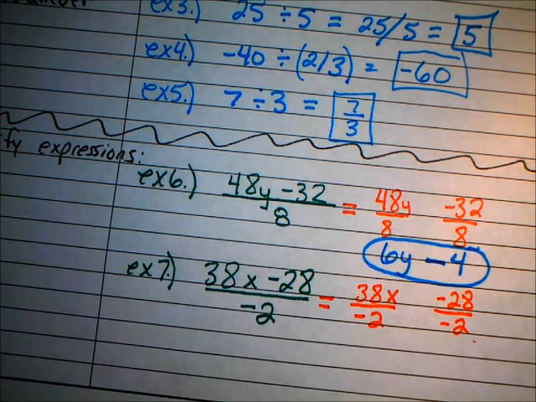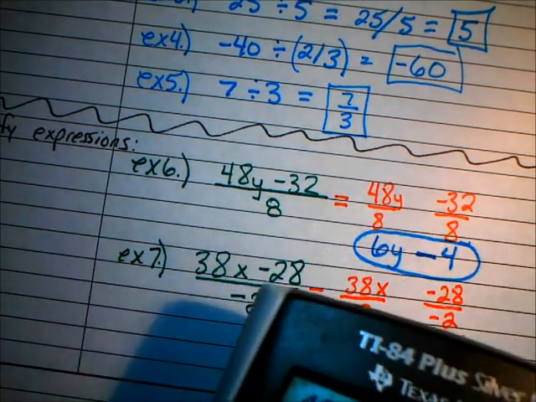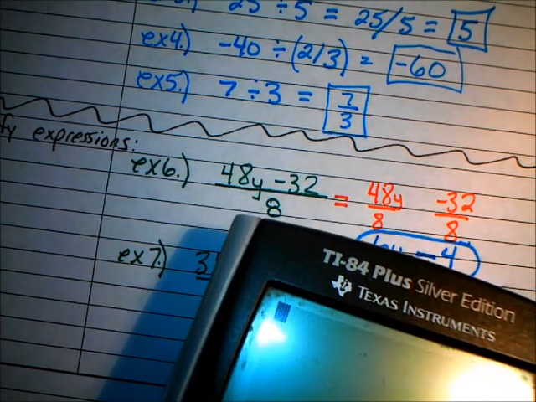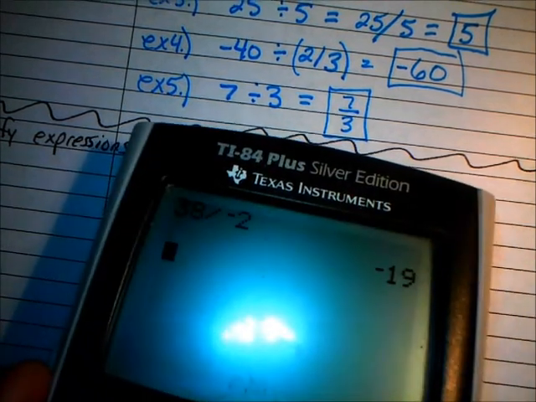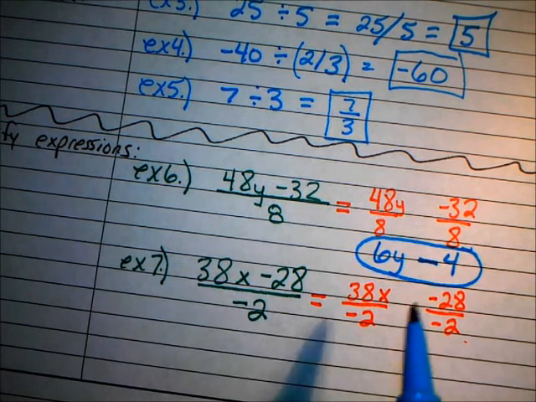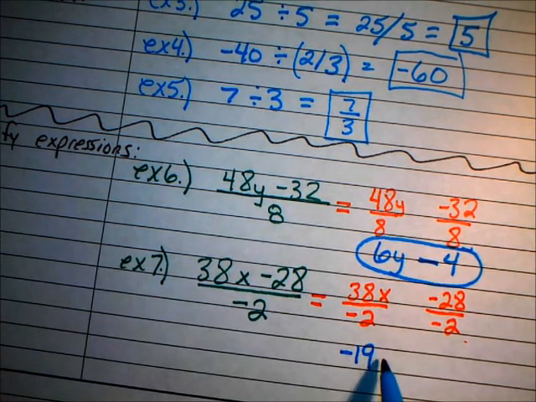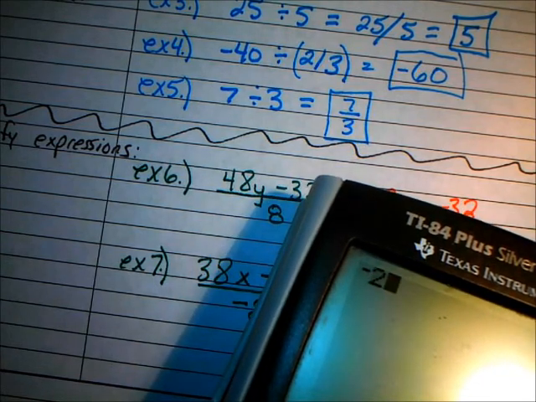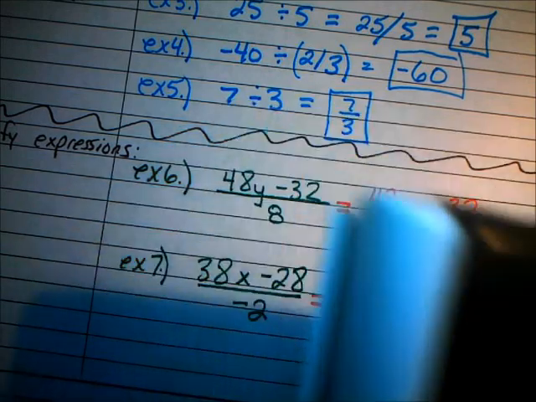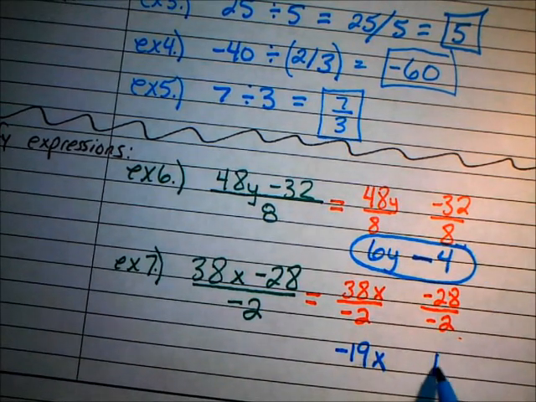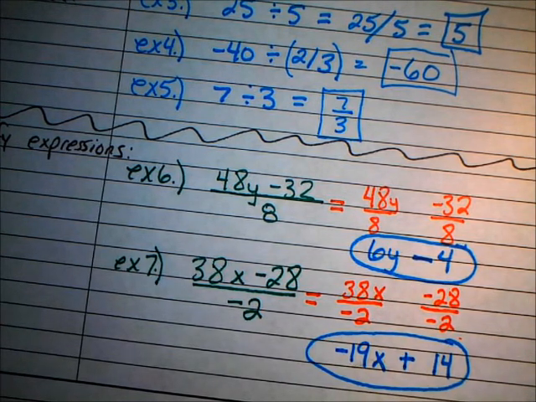Now, 38 divided by negative 2. Type that in, I end up with negative 19. And make sure you bring your x down. And then I have negative 28 divided by negative 2, which gives me 14. And that 14 was positive, so I'll put a plus sign in front of the 14, and there is my simplified expression.